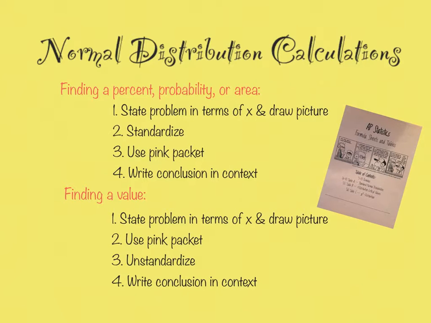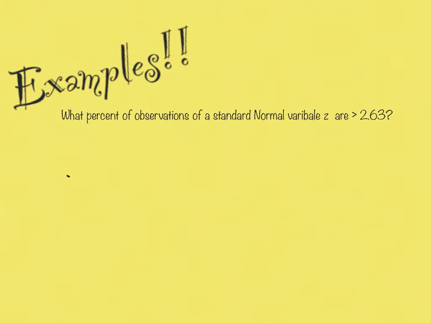I'm going to try out some examples. First, what percent of observations of a standard normal variable z are greater than 2.63? So first, you're going to draw out your curve. Obviously, the mean is 0 and the standard deviation is 1. And then you're going to plot the 2.63 because it's already been standardized. And then shade above because you want to find the values greater than.